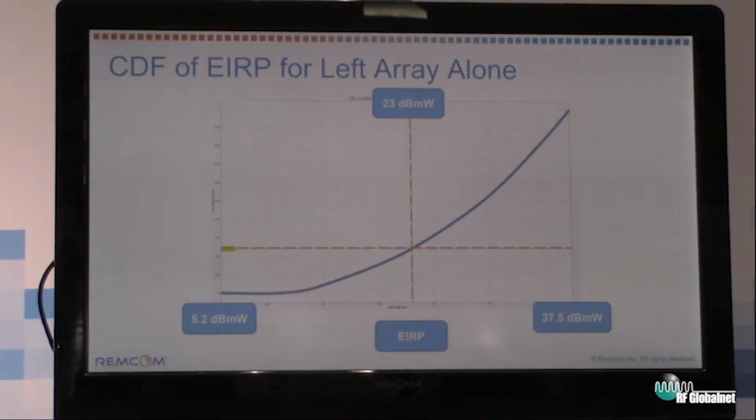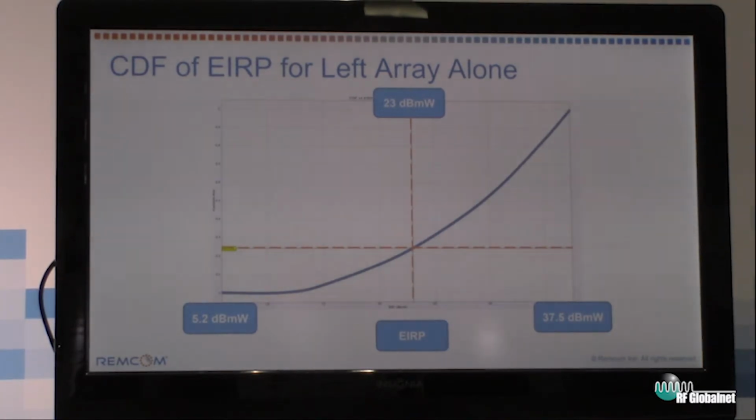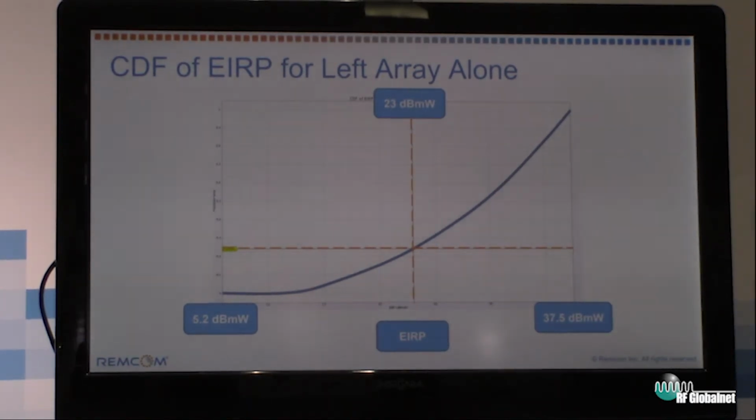So this is a graph showing the cumulative distribution function of EIRP over the full 3D far zone sphere. Across the bottom of the graph is EIRP, ranging from 5.2 to 37.5 dB milliwatts, and the y-axis is the probability from 0 to 1. For 23 dB milliwatts of input power, we can see that the antenna array provides an increased gain over 75% of the angles on the far zone sphere.